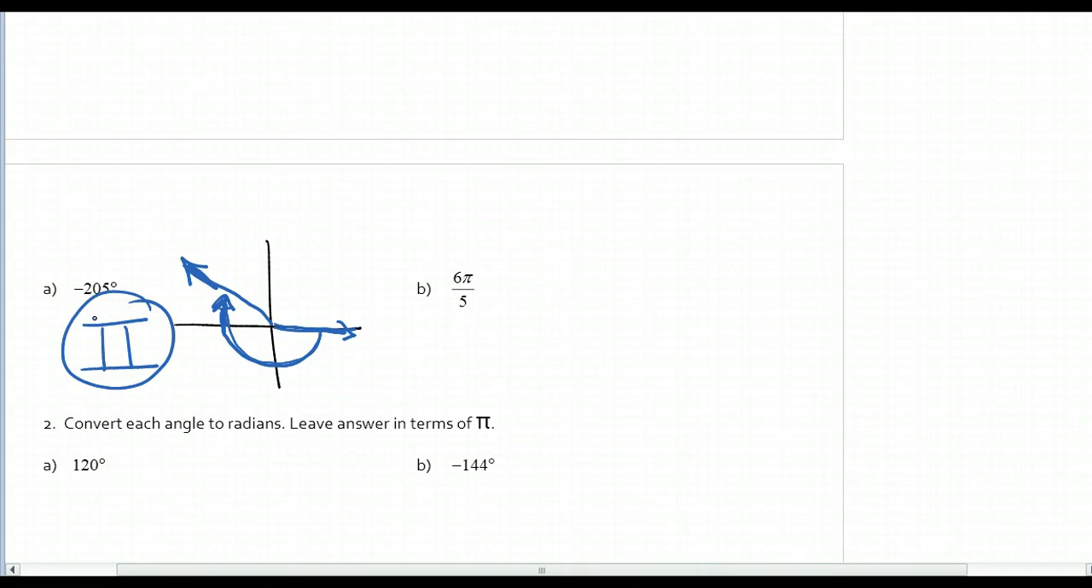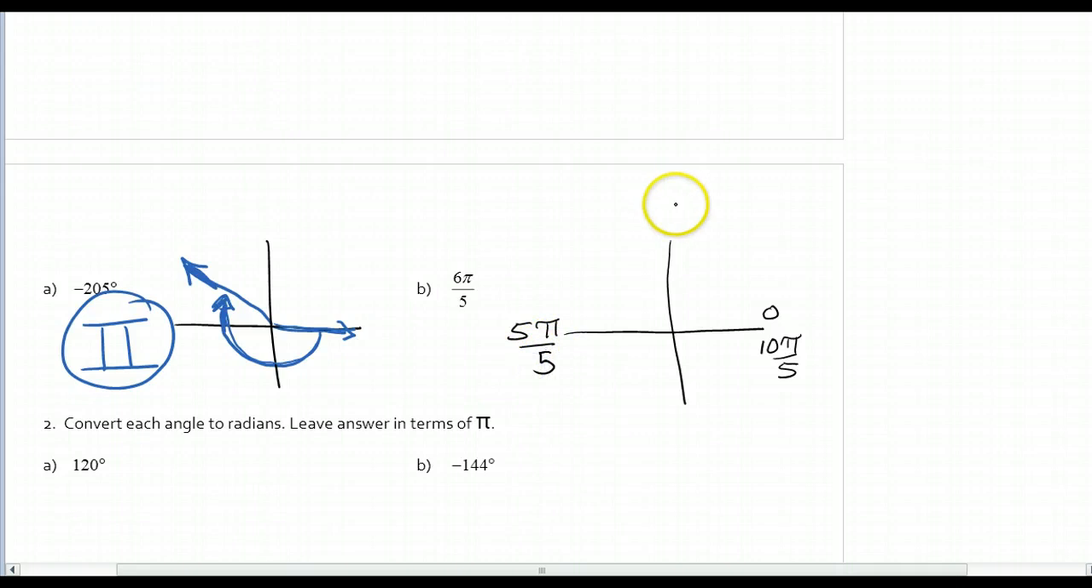Alright, let's take a look at 6 pi over 5. So again, I like to make a sketch. So here's my coordinate axes, and since we're dealing with fifths, I like to mark my quadrant angles in terms of fifths. So we would start at 0, and if I went all the way around, it would be 10 pi over 5. That would give me my 2 pi. So halfway around would be 5 pi over 5, which means a quarter of the way around would be 2.5 pi over 5.